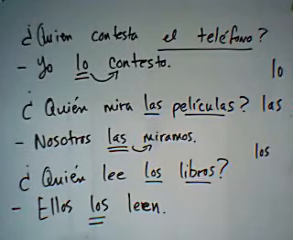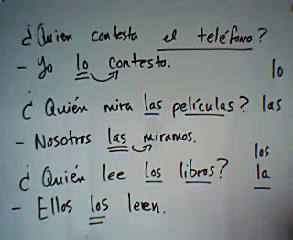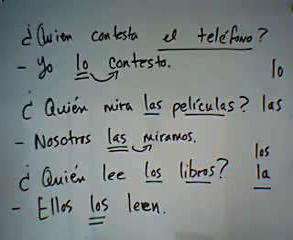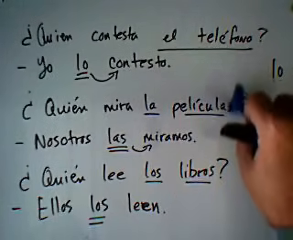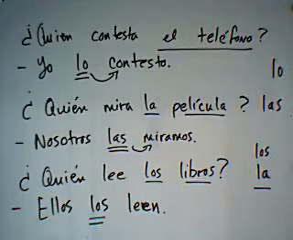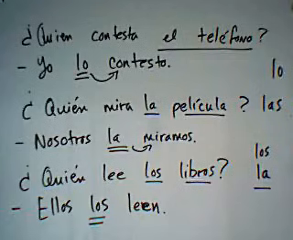Okay. If our direct object pronoun had been something that was singular and feminine, right? Like, who's watching the movie? If we change this to a singular, la película, okay? ¿Quién mira la película? Then our direct object pronoun would just be la. ¿Quién mira la película? Nosotros la miramos, and we're talking about just one.